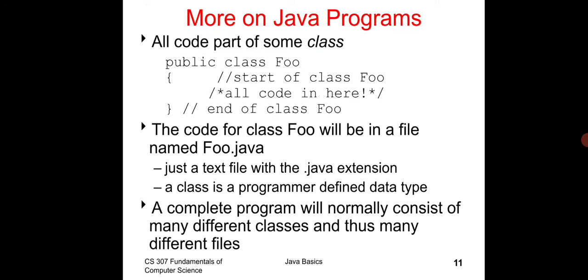Here we have created a public class. Foo is the class name. Start of class Foo, all code in here. The code for class Foo will be in a file named Foo.java, just a text file with a .java extension. A complete program will normally consist of many different classes, thus many different files.